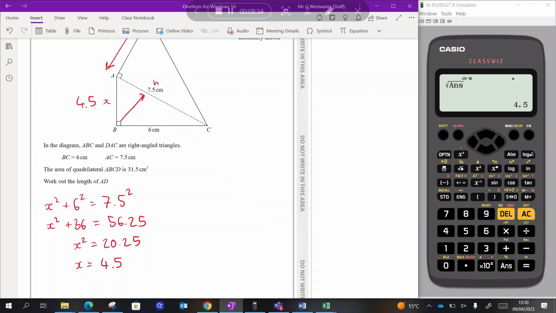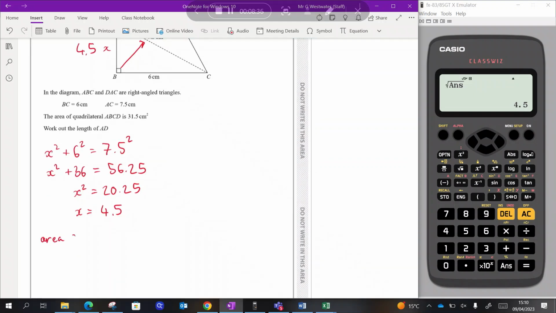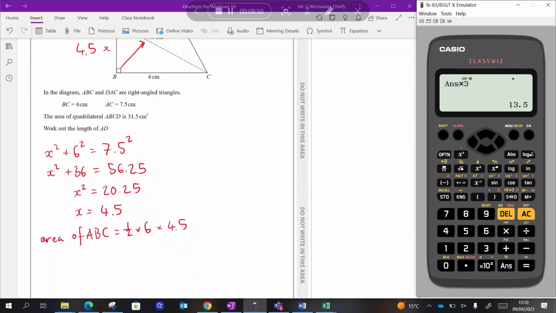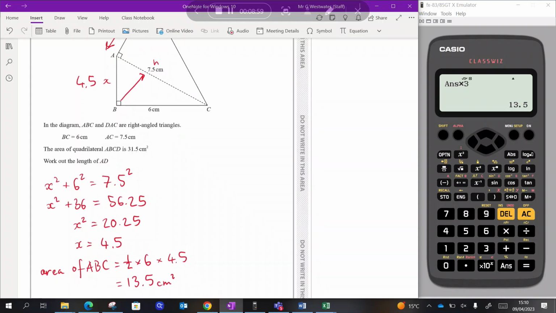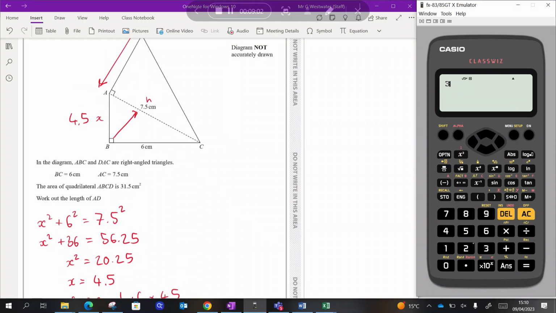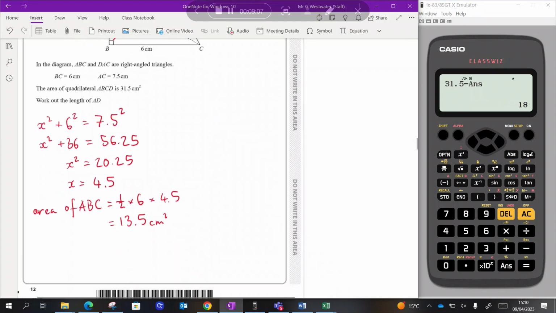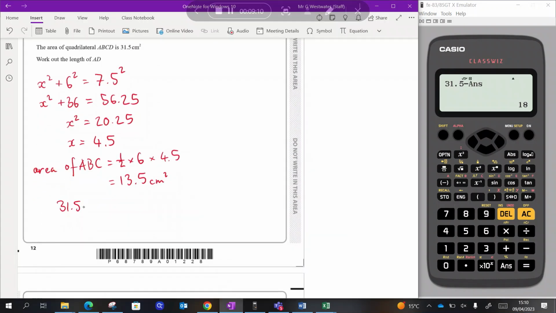So the area of ABC is going to be a half times the base, which is 6, times the height, 4.5. So that's just 3 times 4.5, which is 13.5 centimetres squared. Which means if we've got 31.5 centimetres squared overall, so if I do 31.5 minus that answer, then here we must have 18 centimetres squared. Let's just put that in. 31.5 minus 13.5 equals 18.